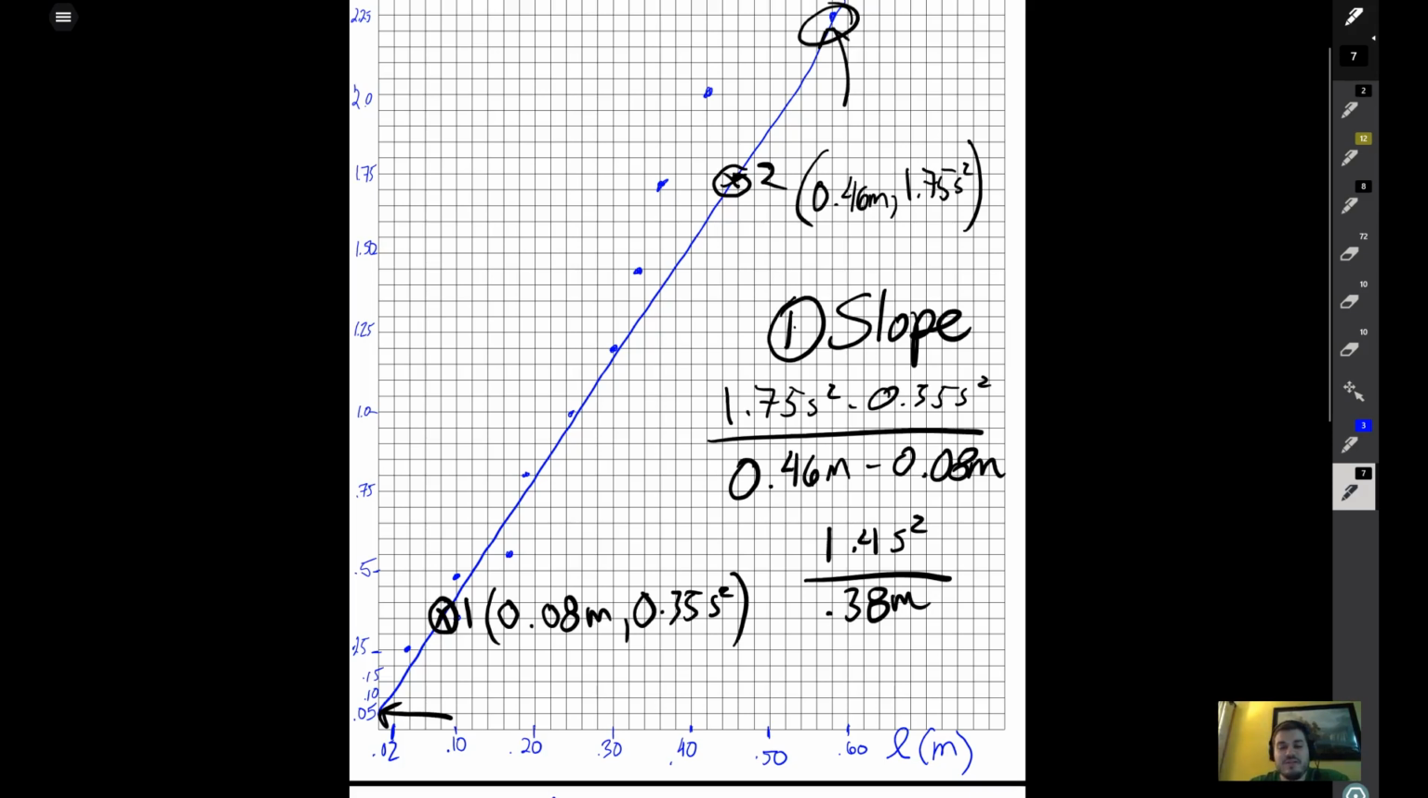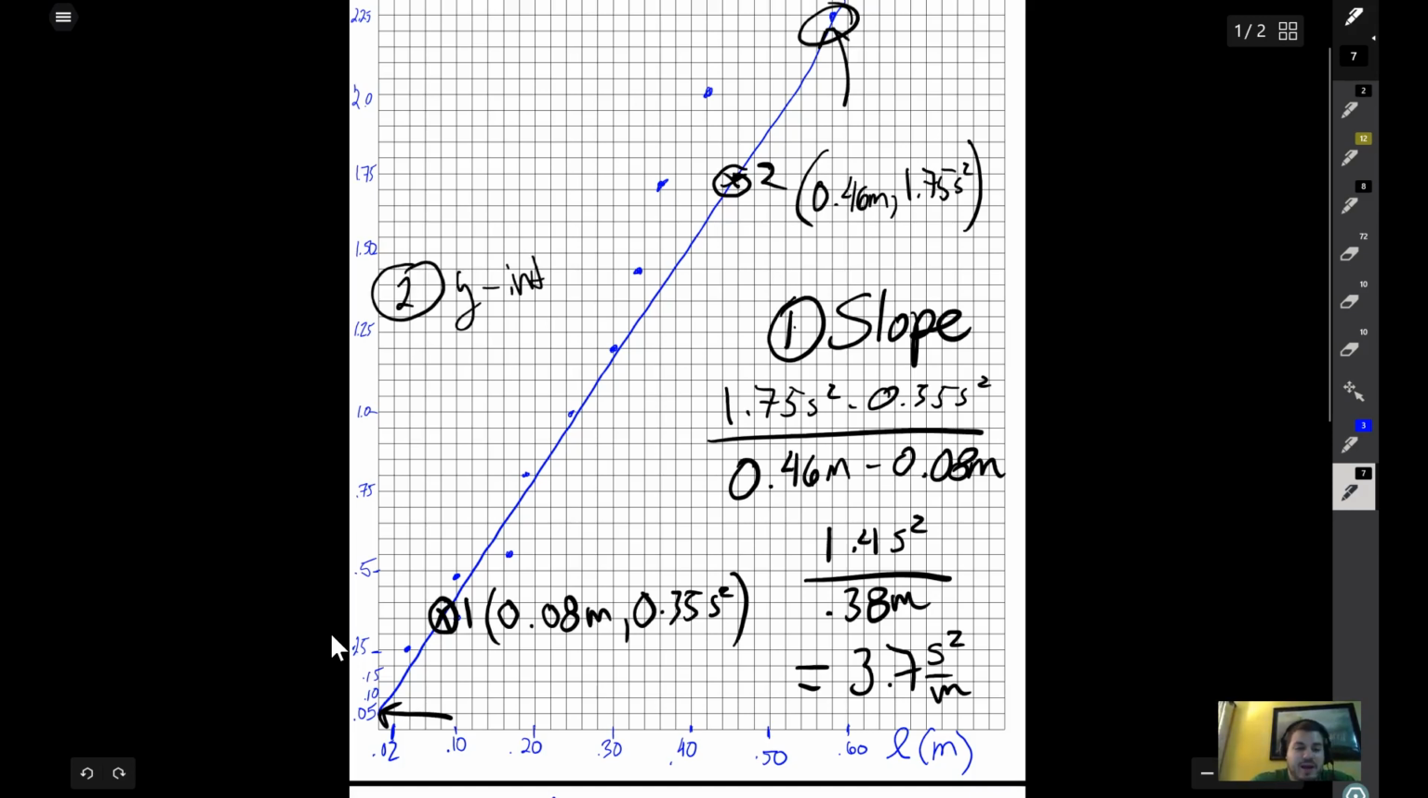But when you leave it in this form, it's not complete. Get an actual number. I don't know off the top of my head what is 1.4 divided by 0.38. So put it in your calculator and get an actual decimal number. So I only have 2 sig figs here, so that means that I'm going to round to 2 sig figs, and I get a value of 3.7 seconds squared per meter. That's my slope.